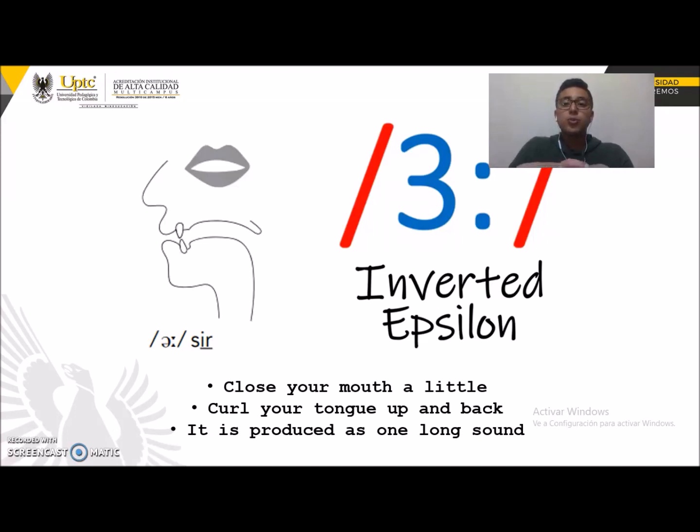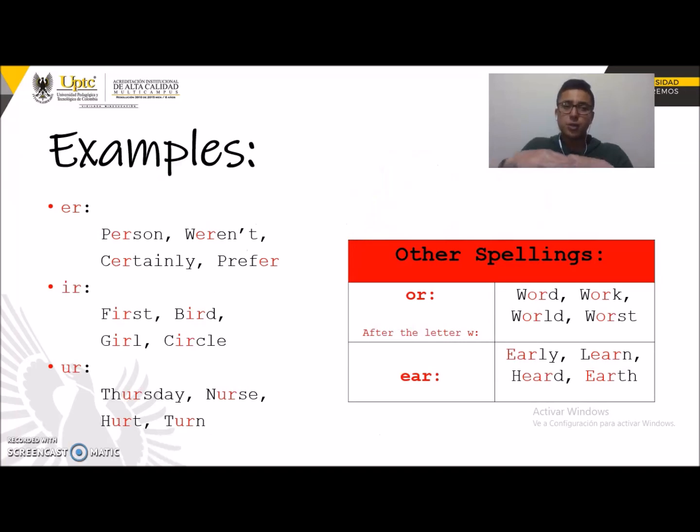Now I'm going to show you some of the most common examples. First, when there is an E together with an R: person, weren't, certainly, and prefer. In second step, we have I plus R. Examples are first, bird, girl, circle.